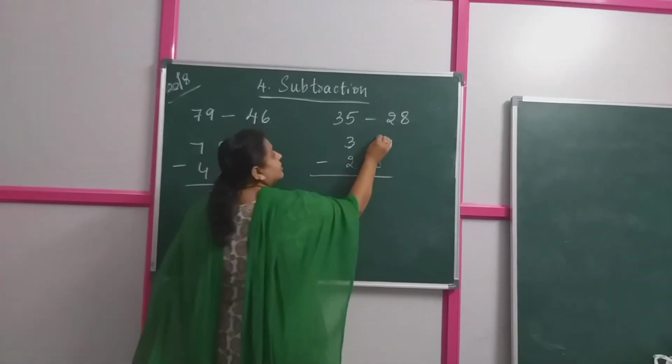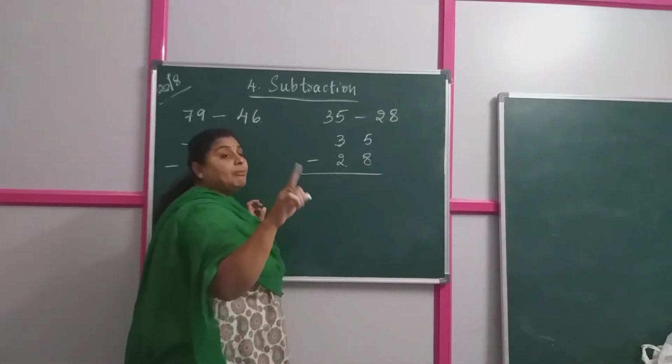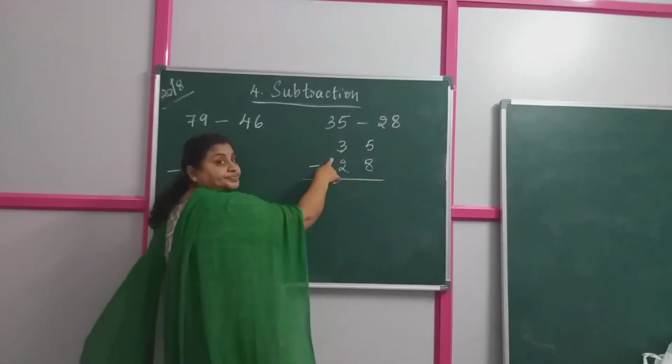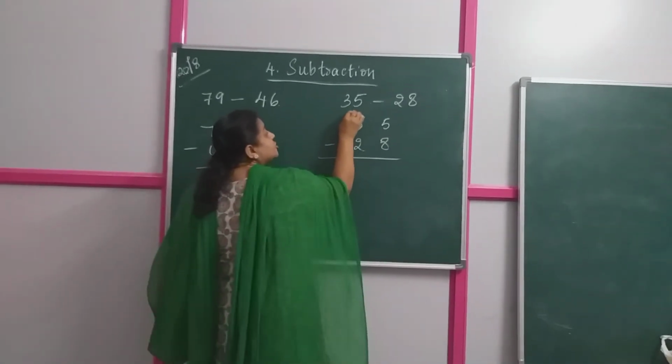Now, see here. 5, 8. I can't take out 8 from 5. So, what am I doing? I am borrowing 1 from 3. When I am borrowing from 3, 3 changes to 2.